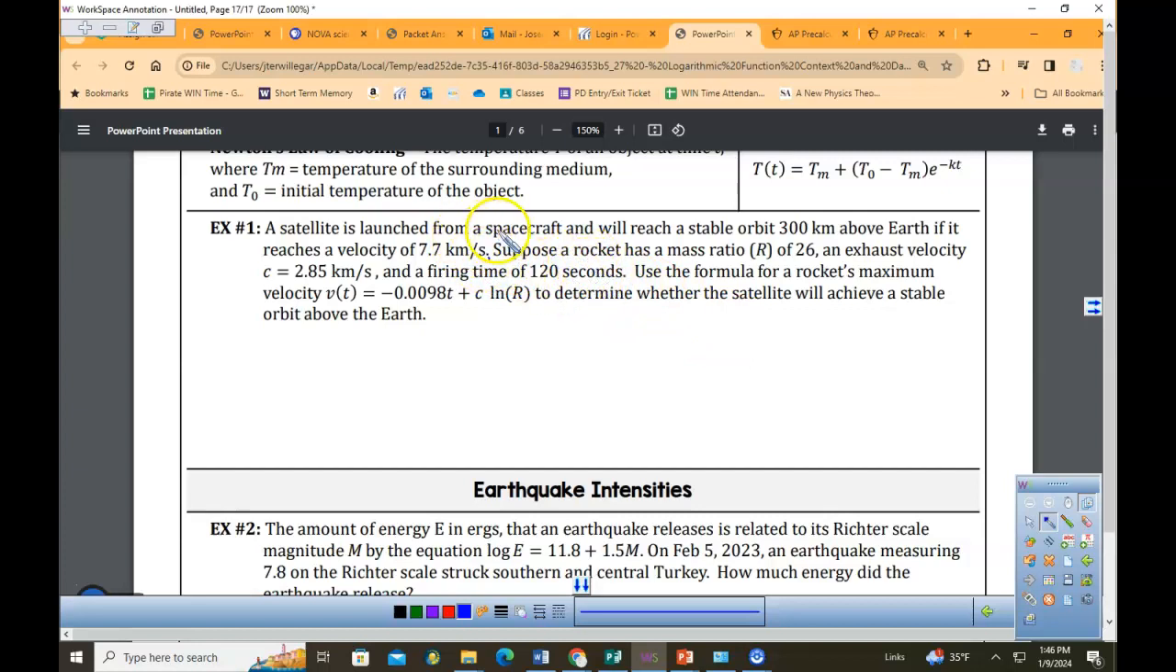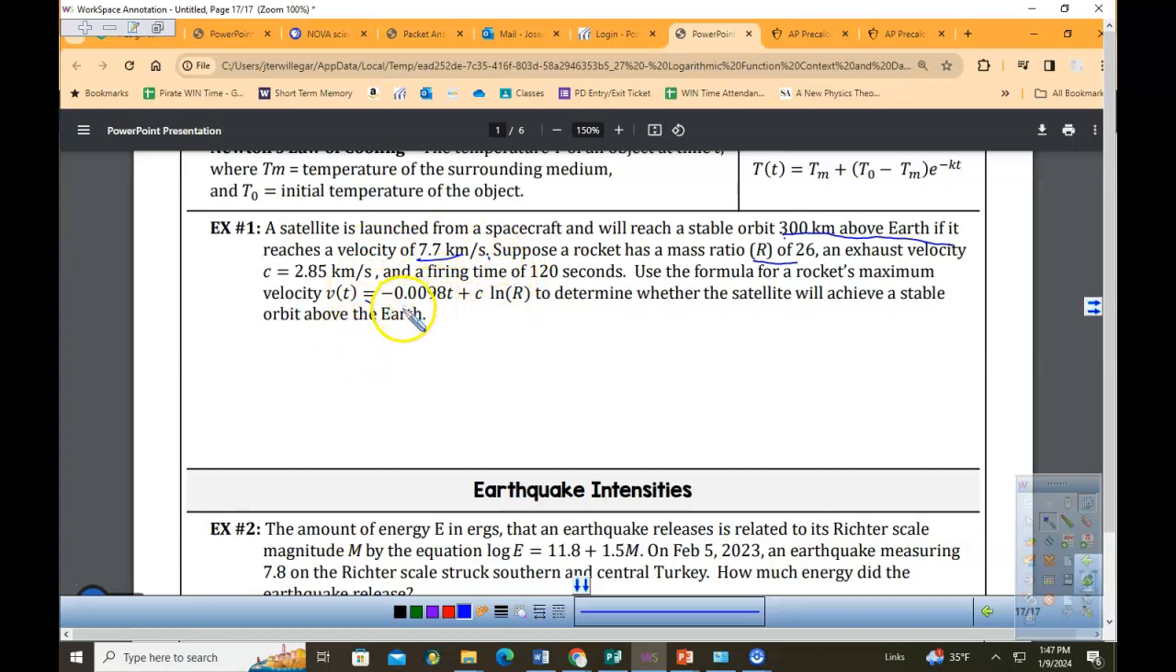A satellite is launched from a spacecraft and will reach a stable orbit of 300 kilometers above the Earth if it reaches a velocity of 7.7 kilometers per second. The rocket has a mass ratio R of 26, an exhaust velocity of 2.85 kilometers per second, and firing time of 120 seconds. Use the formula for the maximum velocity. Given this, determine whether the satellite will achieve stable orbit over Earth.